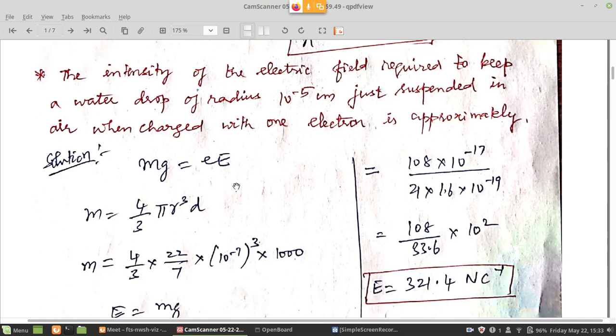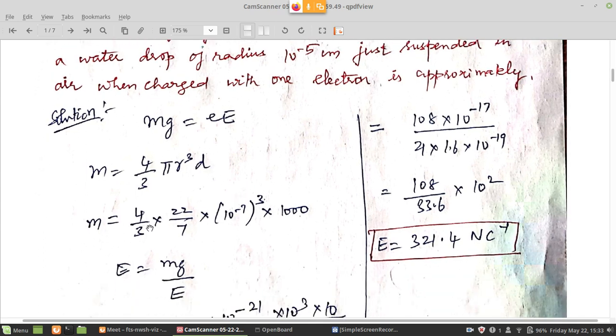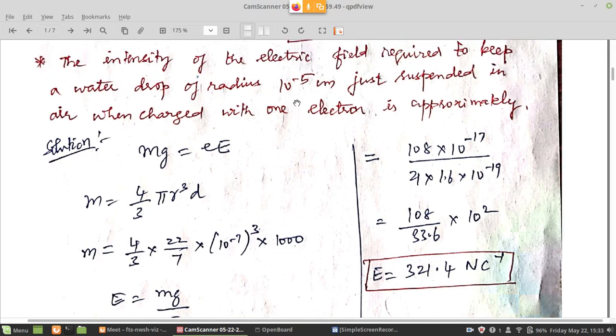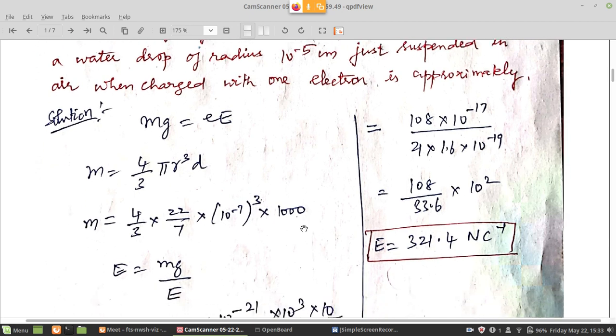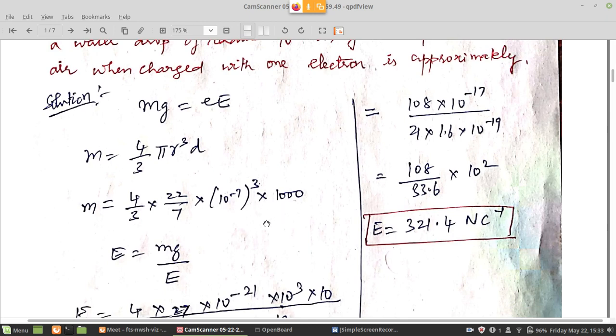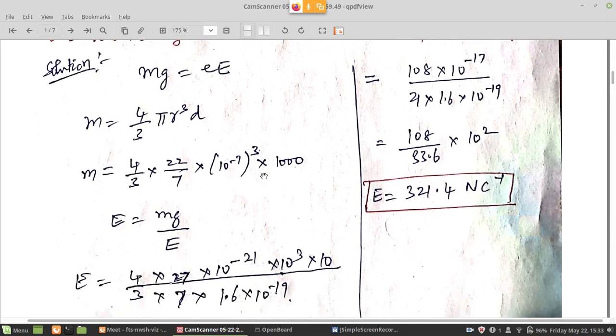So here mg is equal to E is the formula. Mass is 4 by 3 pi r cube into the density d. Small d is density here. So we are getting 4 by 3 into 22 by 7 into r cube. R is in centimeters, so we are taking it in meters. So 10 power minus 5 centimeter is 10 power minus 7 meters, so 10 power minus 7, whole cube, and multiplied by the density, 1000 kg per meter cube, right? So 1000. That is the mass you are going to get.